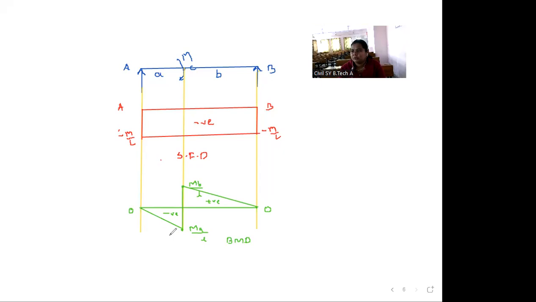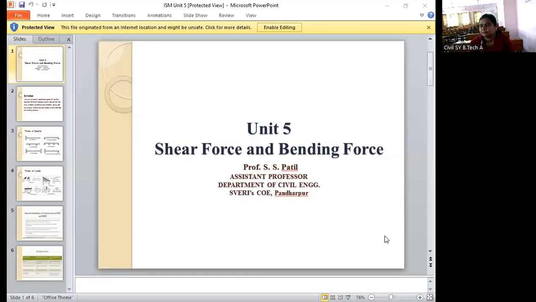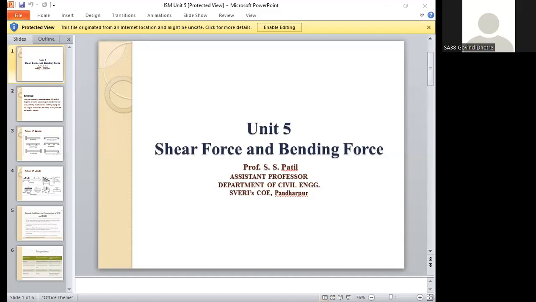For that, I will stop share and then I will share new screen. Okay, screen is visible. Yes, screen is visible to you. Yes, ma'am. Okay, now this slide is visible. Which slide is visible to you now? Yes, at least read sentence, na. General guidelines on construction of SFD and BMD. This slide is visible to you. Yes.